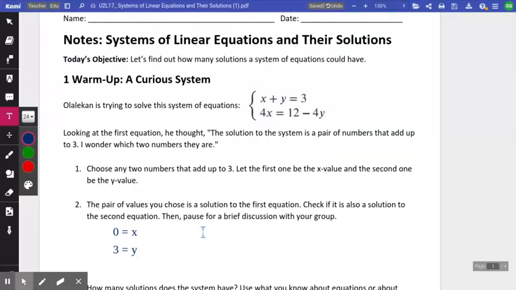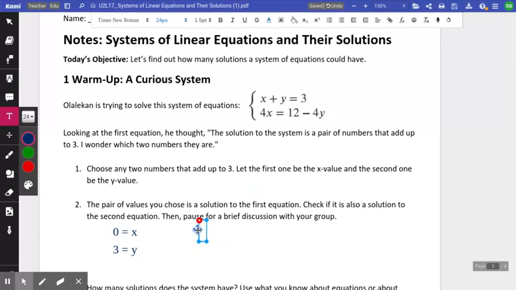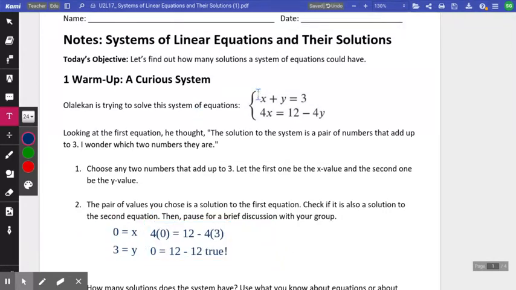Well, for me to check to see if it's a solution to the second equation, I need to substitute both of those numbers into the second equation. When I do that, I get 4 times 0 equals 12 minus 4 times 3. When we do the math, we get 0 equals 12 minus 12, which is true. So that tells me that pair of numbers 0 and 3 is a solution to the first equation and a solution to the second equation. So it's a solution to the system.